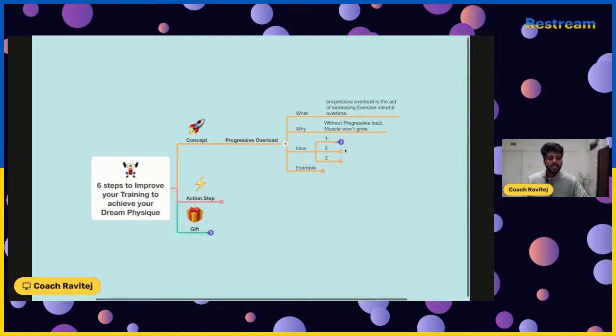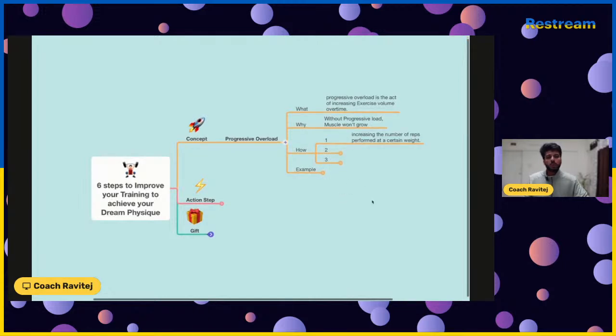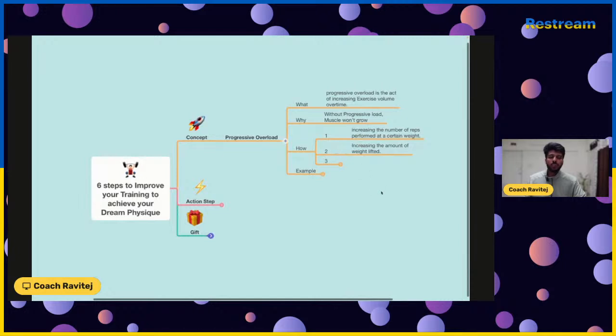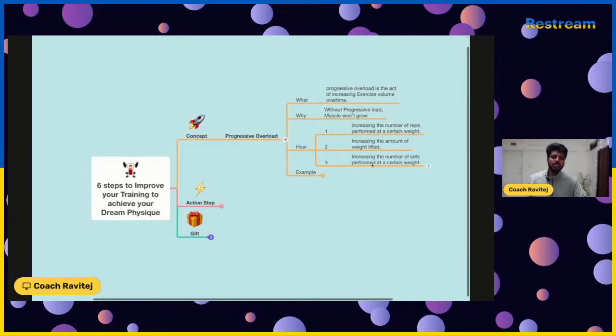Third one is how to do it. To increase the number of reps with the same weight, this is one way you can do it. The second option to implement progressive overload is increasing the amount of weight lifted. The third one is increasing the number of sets performed at a certain weight. Now I'll give you an example of all these three parameters.